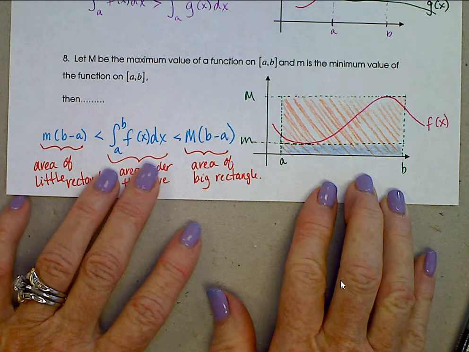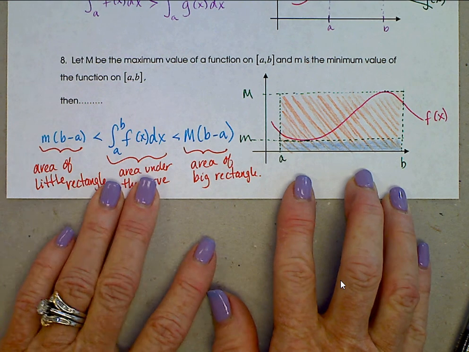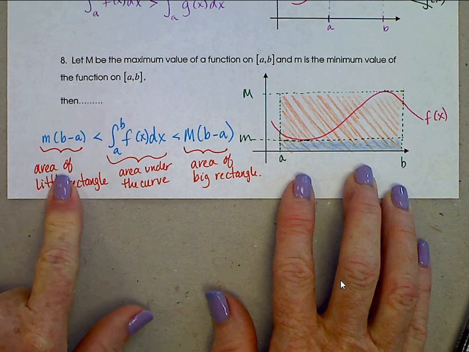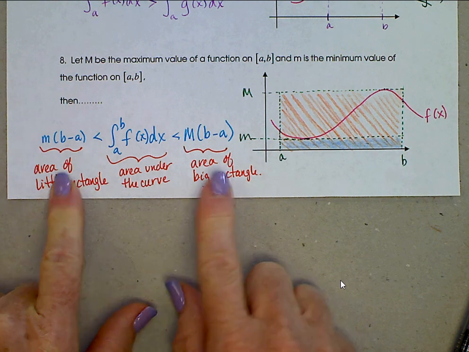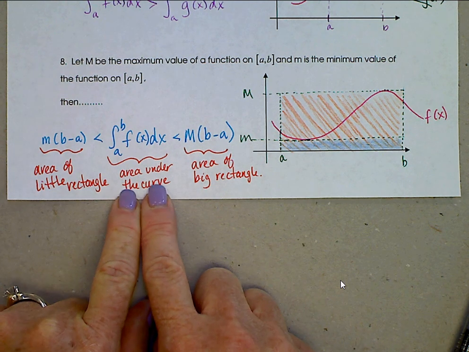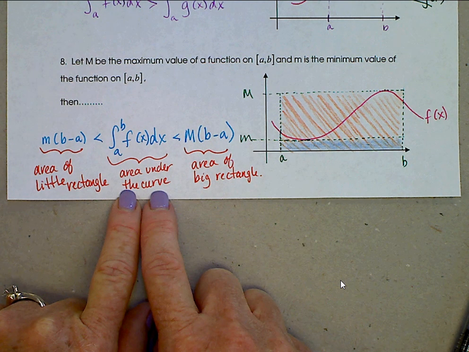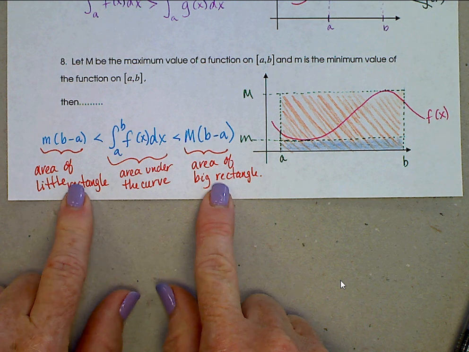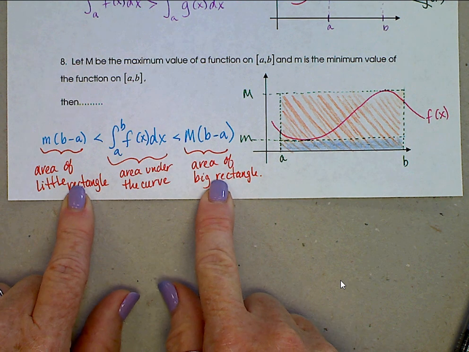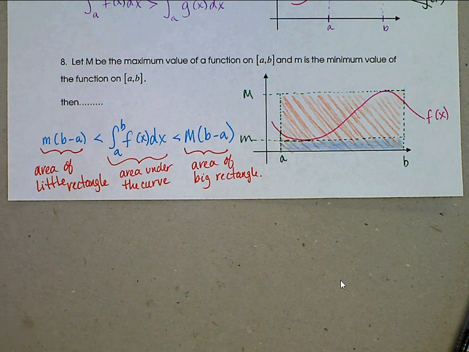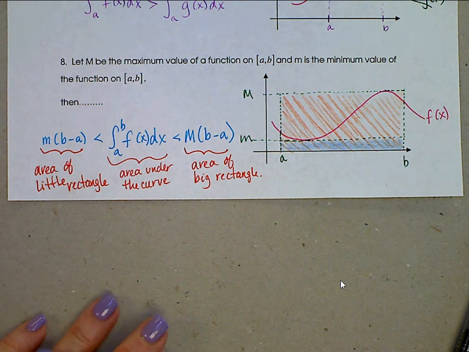So, if we know a maximum value and a minimum value, we can find the area of the little rectangle, find the area of the big rectangle, and then we know the area underneath that function, or the integral of that function, is between those two values. We will do an example for this theorem on page 3.